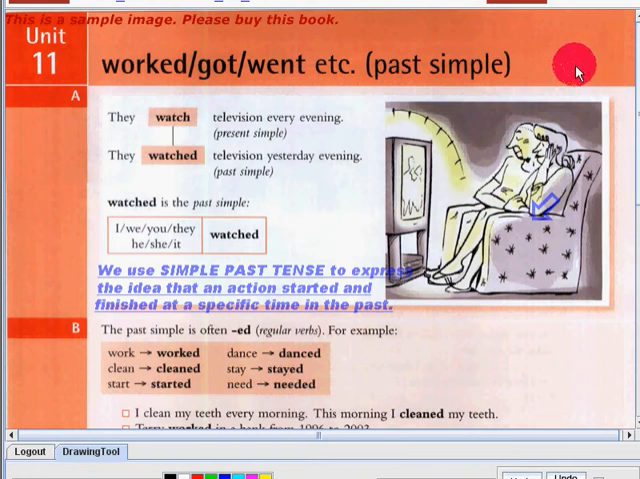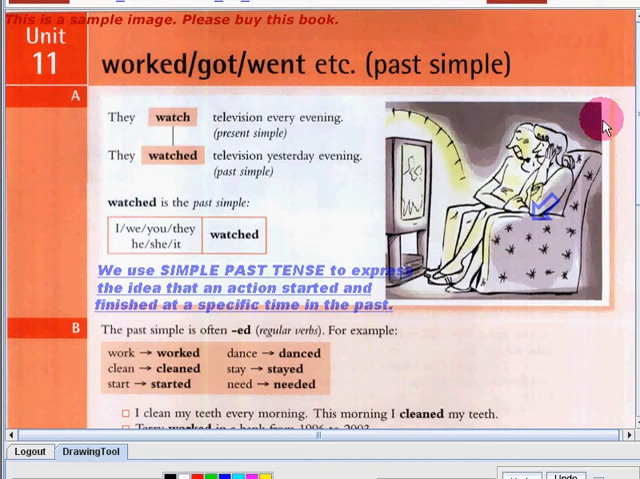Today we will discuss a new lesson, and it's about the simple past tense. For example, the words worked, got, and went. So again, this is the simple past tense.